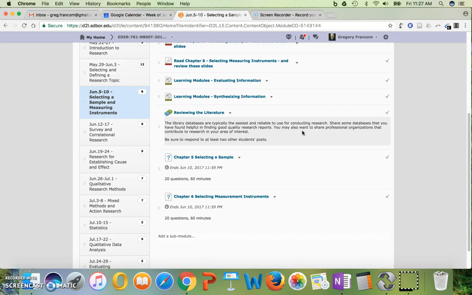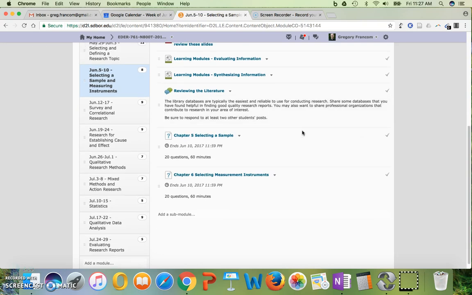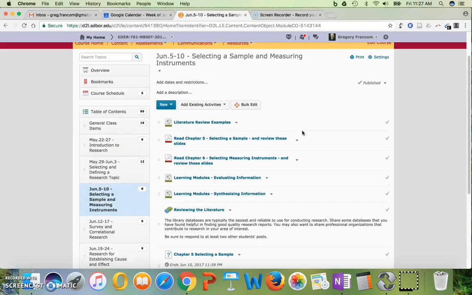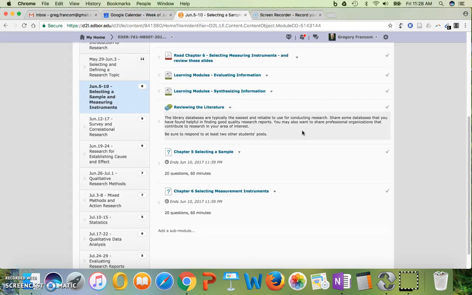And then there is a discussion on reviewing the literature. You're going to look at what professional organizations or databases or whatever you found helpful to find good quality research reports and respond to other students' posts, as always, in the discussion boards. So those are the activities for this week.